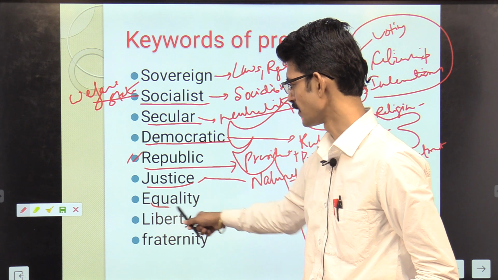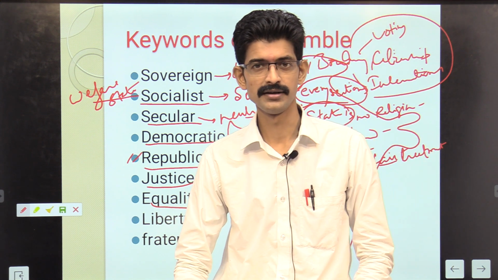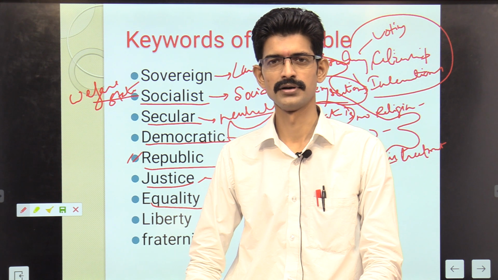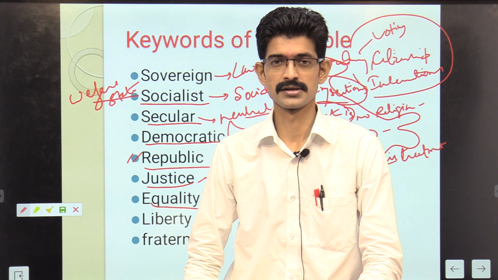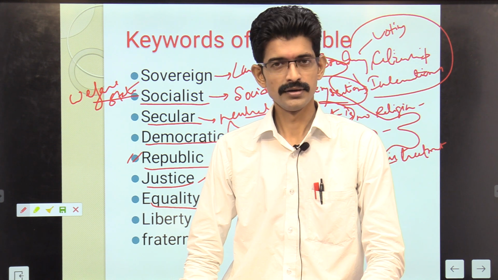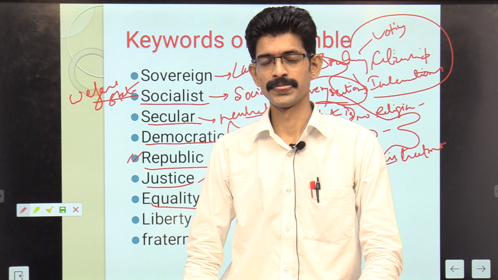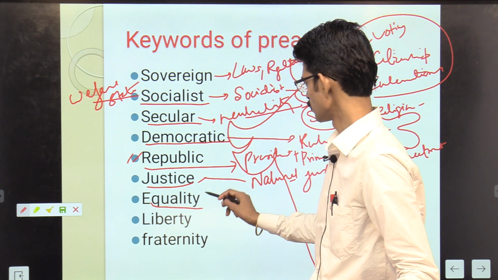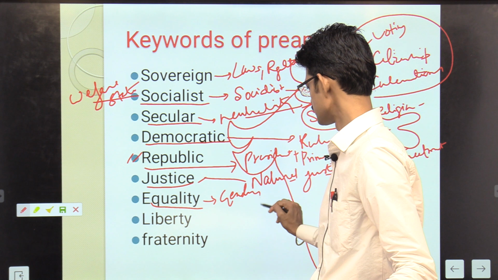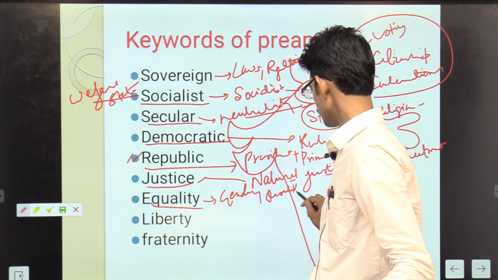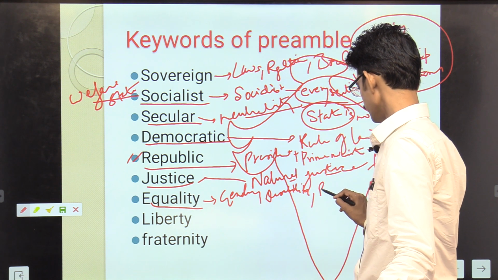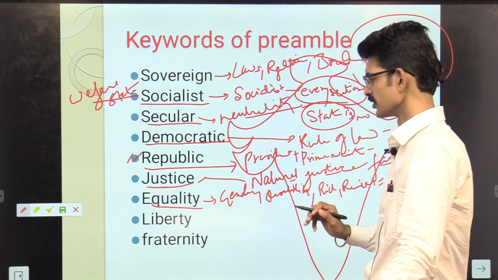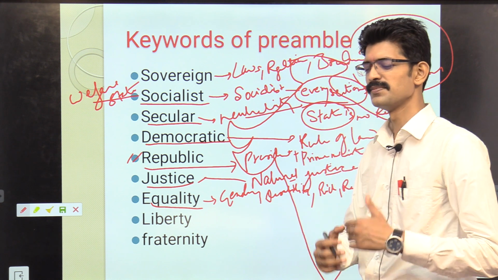Then comes the matter of equality, Samanta. What this principle says is that the people of India should be provided equality in their work. There should be provision for their actions that is equal in nature. There should be no discrimination on the basis of gender, disability, rich and poor, or racial discrimination. Such things make the Indian Constitution an equality-based principle.